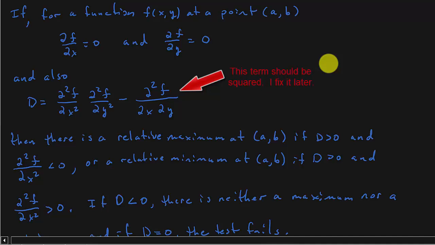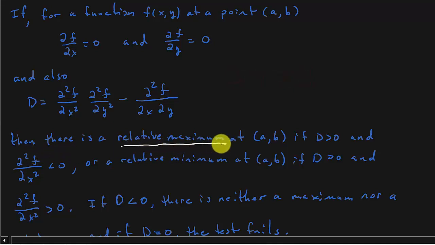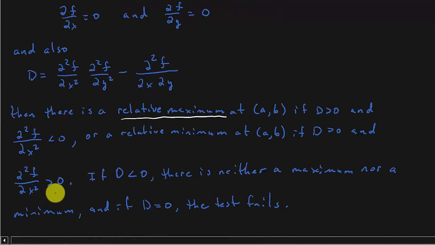It says, if for a function f of x y at a point a, b, the partial of f with respect to x is equal to 0, and the partial of f with respect to y is equal to 0, and also, D is equal to the second partial of f with respect to x times the second partial of f with respect to y minus the second partial of f with respect to x and then with respect to y, squared. That's D. Then there is a relative maximum at a, b if D is positive and the second partial of f with respect to x, just this term, is negative. Or a relative minimum at a, b if D is positive and the second partial of f with respect to x is positive. So in each case, notice D is positive.